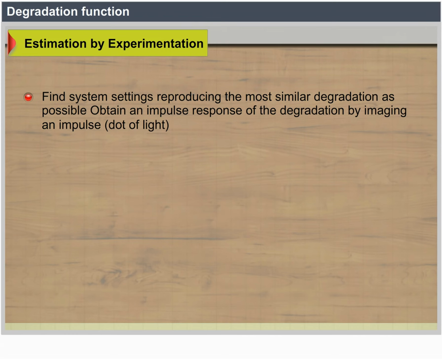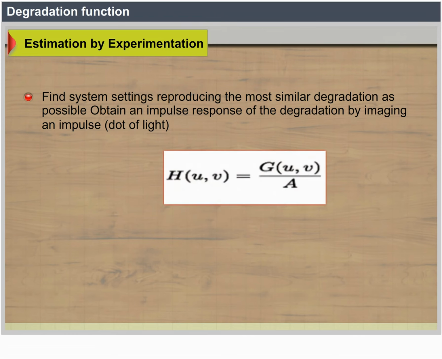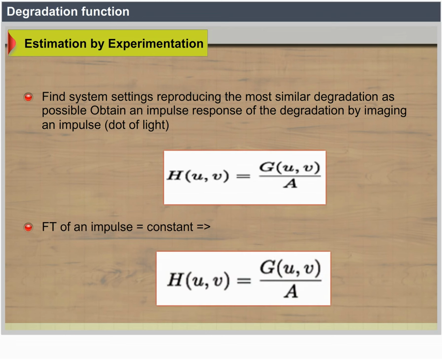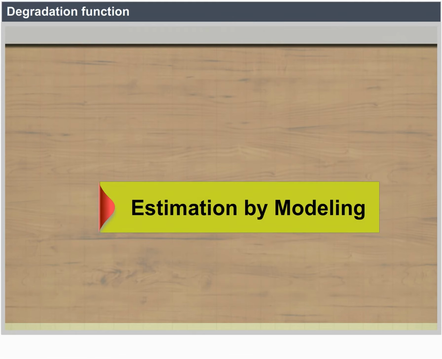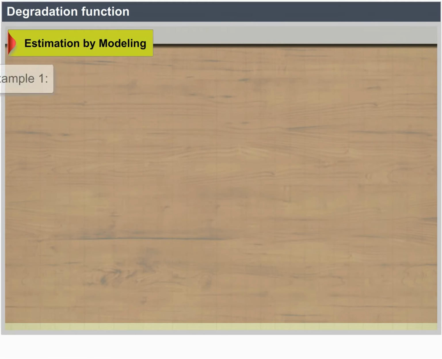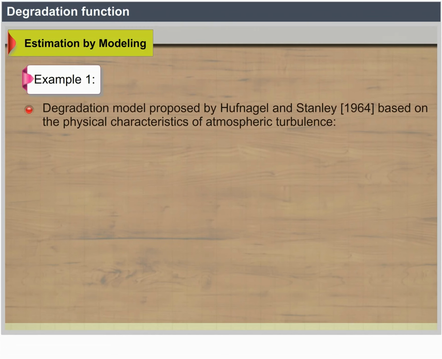Estimation by modeling. Example 1. The degradation model proposed by Hufnagel and Stanley in 1964, based on the physical characteristics of atmospheric turbulence, is shown on the screen. In this figure, A stands for negligible turbulence, B severe turbulence, C mild turbulence, and D low turbulence. Example 2. Derive a mathematical model starting from basic principles.